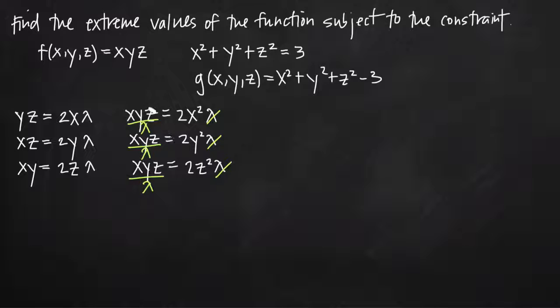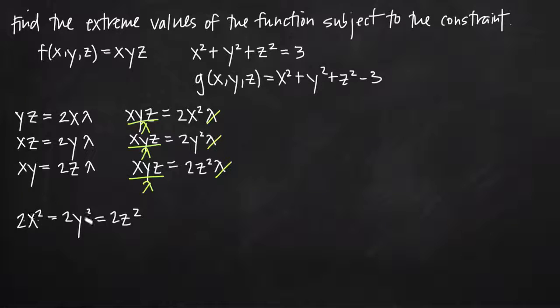So now we say xyz over lambda is equal to each of these values. Since all of the left-hand sides are equal to one another, we know that the right-hand sides are also equal to one another, so we can drop the left-hand side and we can say 2x squared has to be equal to 2y squared, which has to be equal to 2z squared. And now you can see we've eliminated the lambda variable and we have this relationship between x, y, and z.